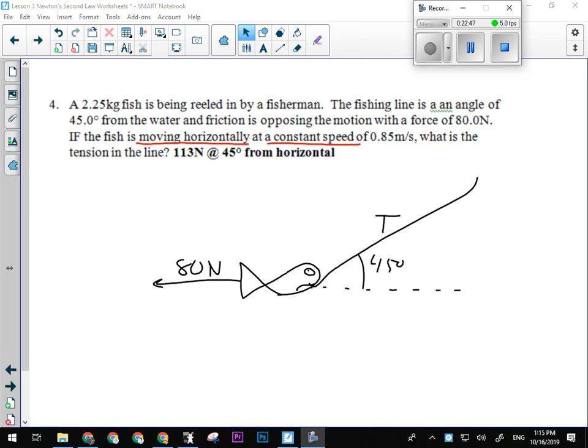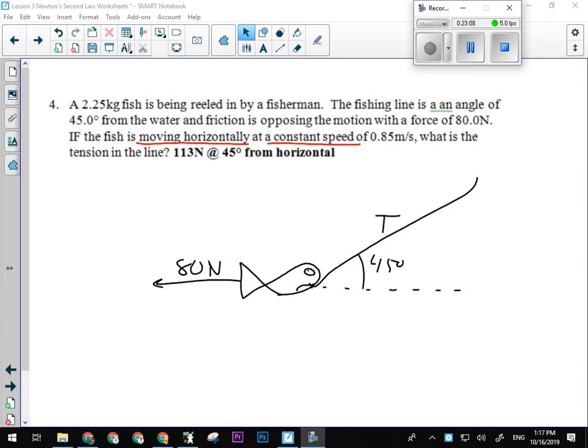Your net force is 0 because your acceleration is 0. You have an 80 newton force acting backwards, and the net force is 0. Think about what that means for your forward force.